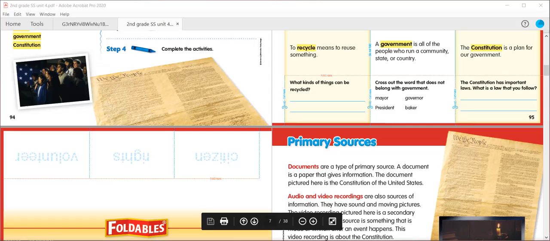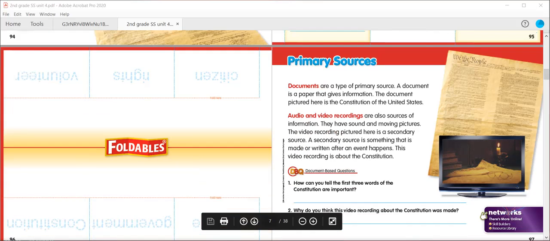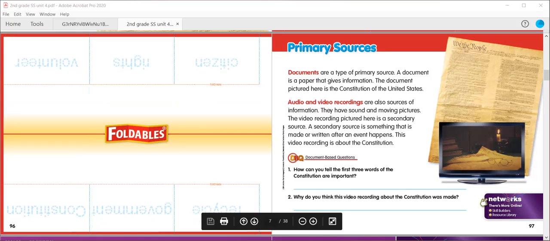Now our next section is going to be about primary sources. Primary sources. Documents and audio-video recordings. Documents are a type of primary source. A document is a paper that gives information. The document pictured here is the Constitution of the United States. Audio and video recordings are also sources of information. They have sound and moving pictures.